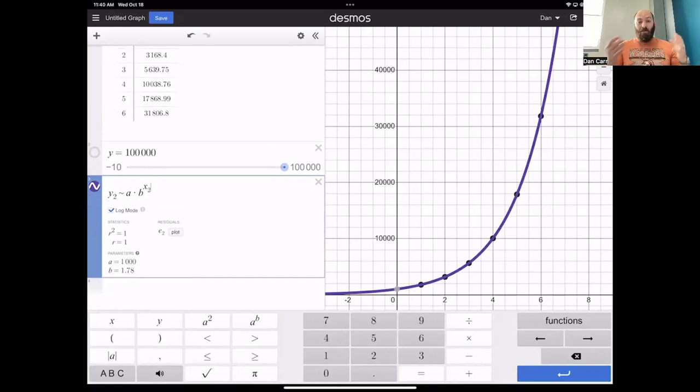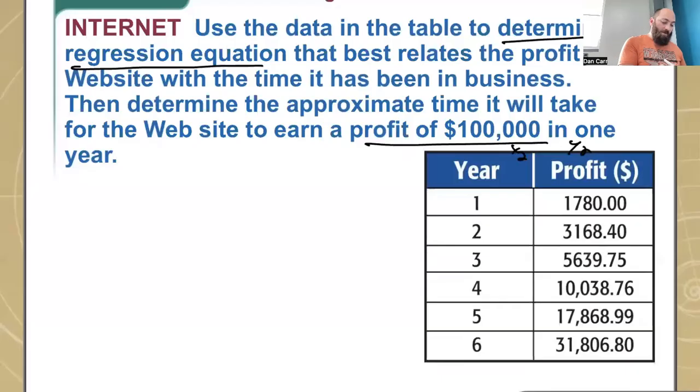Again, the idea is to look at that behavior. Does it seem like it might be tailing off at the top, or is it just going to keep growing? In this case, I think it's potentially just going to keep growing. So based on that model, we have everything we need. A is 1,000, and then B is 1.78. So here's my regression model that I'm choosing: Y equals 1,000 times 1.78 raised to the X power.